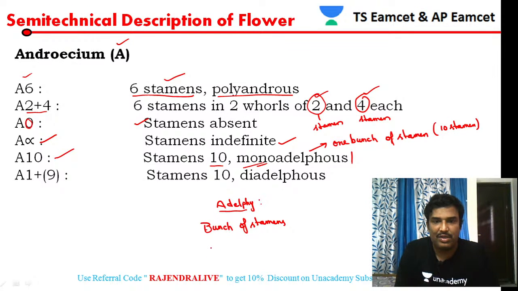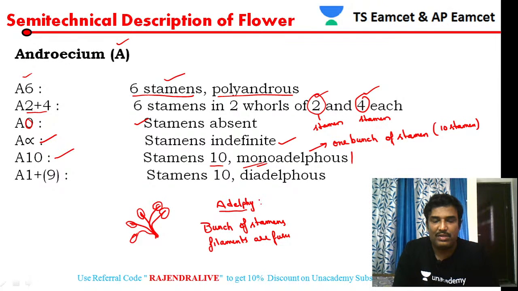In that bunch of stamens, the filaments are fused, whereas the anthers will be free. Filaments will be fused and anthers will be free. Such a condition is called monoadelphous.